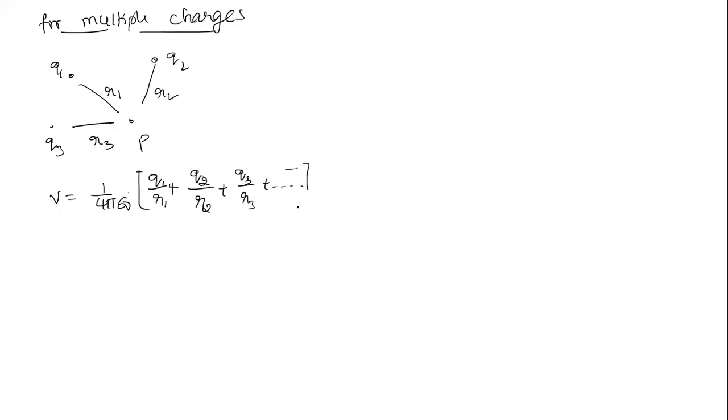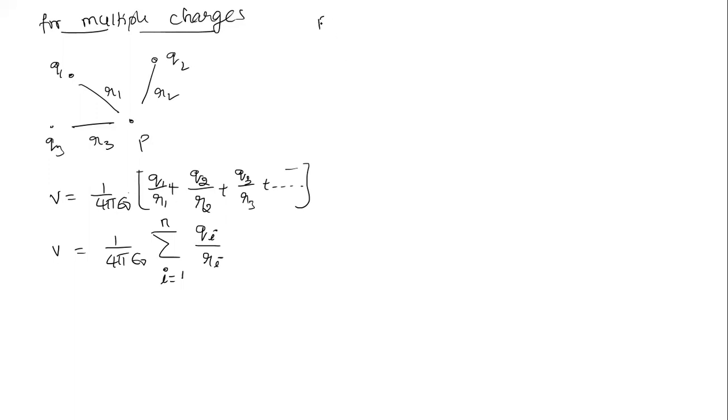This will go like this, and this will be given by 1 by 4 pi epsilon naught summation from i equal to 1 to n of Q i divided by R i. We can write like this. That is potential due to multiple charges. Sir, what about the potential due to a dipole, especially for a dipole?